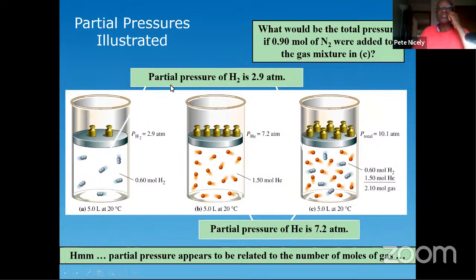So I'm going to throw that question to you. How would you tackle this problem? Anybody? You have the moles here already for hydrogen and helium. You have the total pressure here. And the question is asking, what would be the total pressure if you add an additional 0.90 moles of another gas, nitrogen, to that mixture? So how would you determine the total pressure?